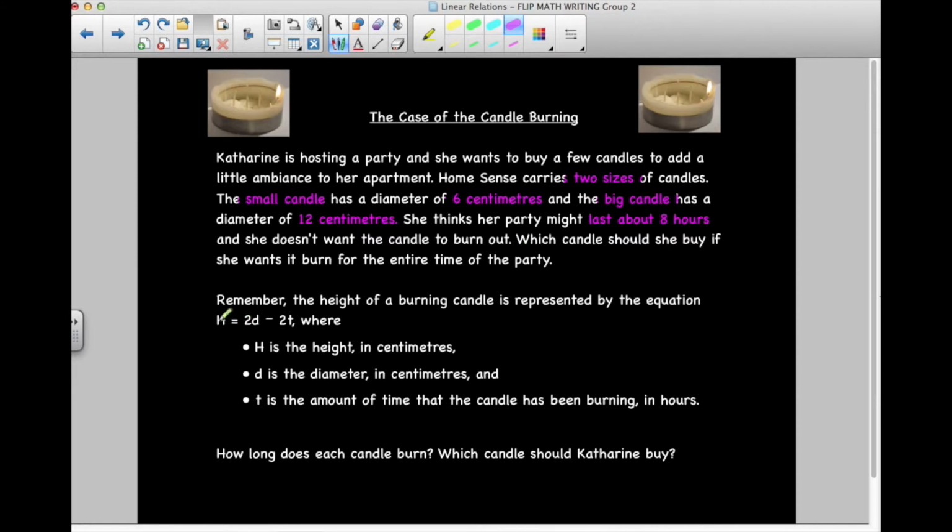We had this equation that we saw in the last video, h equals 2d minus 2t, and h once again represents the height, d the diameter, t is the amount of time in hours. And so one of the things that we need to see is how long each candle burns. And then once we know how long each candle burns, we can decide which candle Catherine should buy. A good strategy for many math problems is to make a really nice sketch of what the problem is asking you. So let's go ahead and sketch these candles. And you know what? It's always fun to be as creative as you want to be.